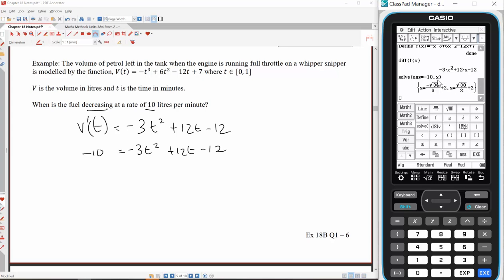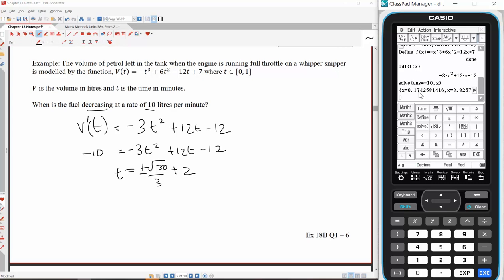Now, which one do we take? Well, we're talking about t equals plus or minus root 30 on 3 plus 2. So plus or minus. So which one do we take? Do we take the negative or do we take the positive? Well, it's good practice to just check the two values. So what we'll do is we'll drop this into decimal mode and actually have a look.